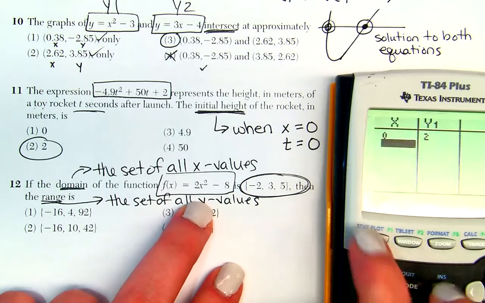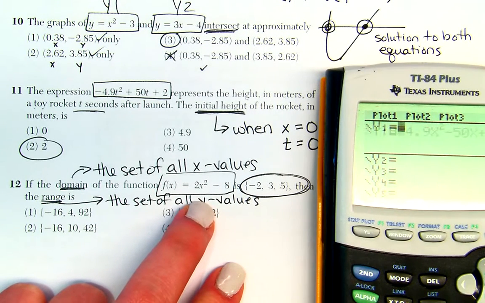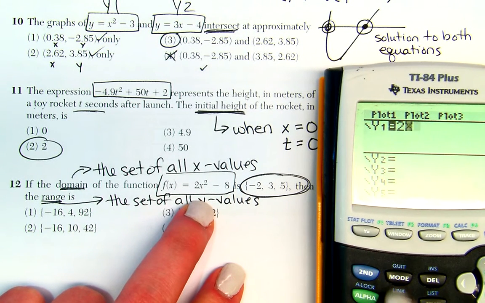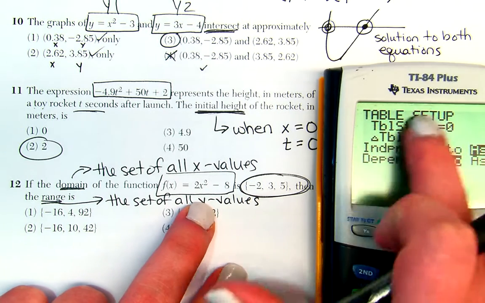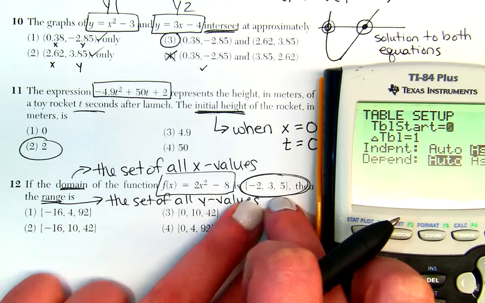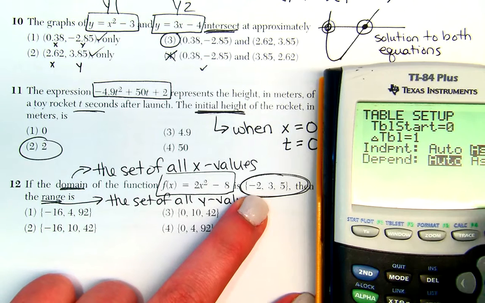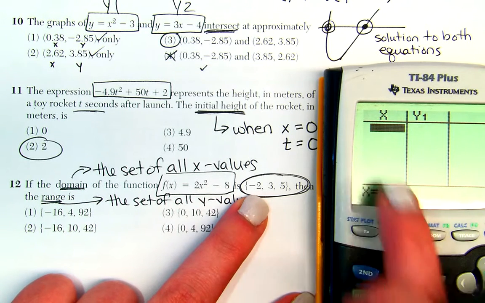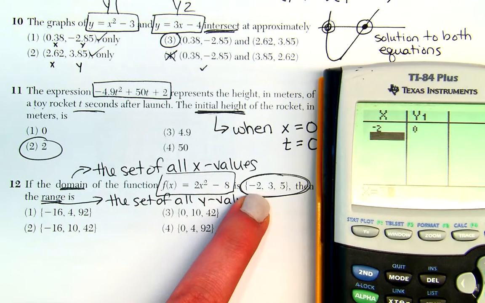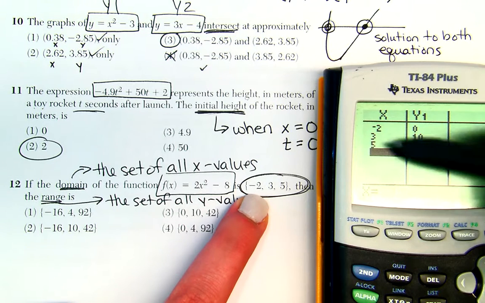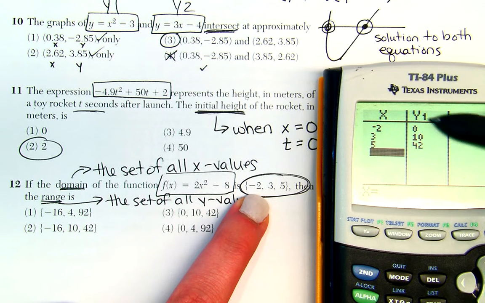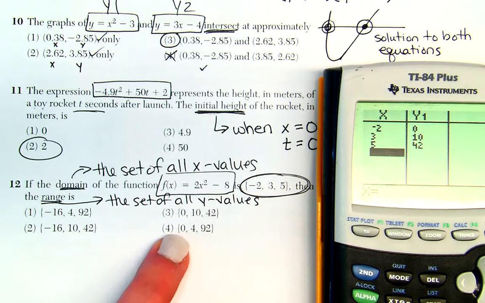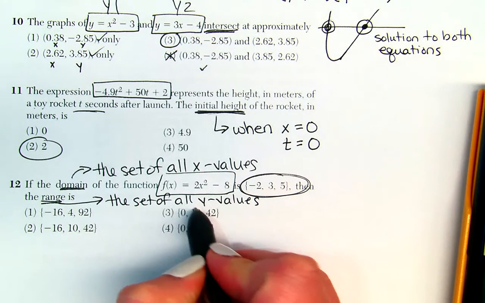So what I'm going to do is go back to y equals. I'm going to type in the function 2x squared minus 8. Go to my second window. I'm still in ask mode because these are the 3 I want to ask about. And I'm going to go to the table, clear this out, and type in negative 2, 3, and 5. These 3 values are my domain, which means that these 3 values are the range. So our answer is choice 3.